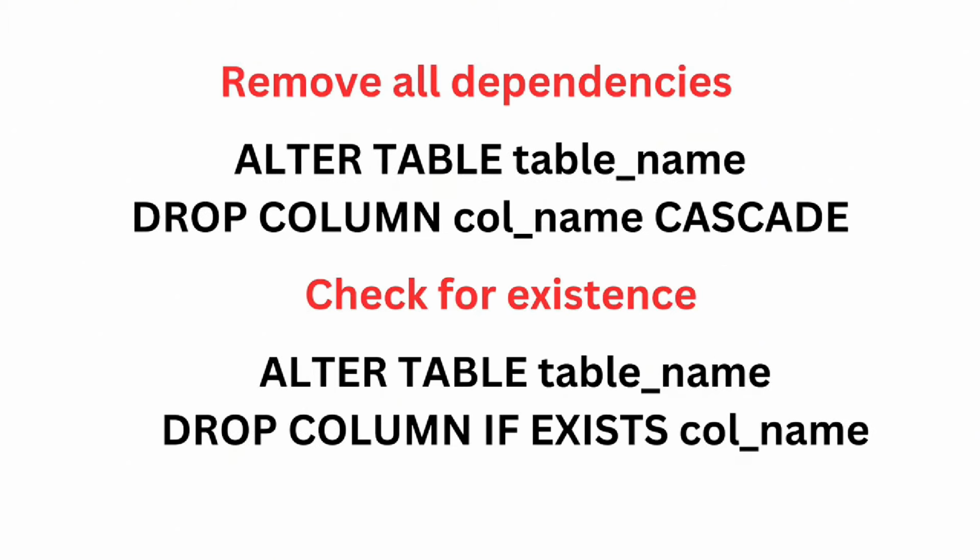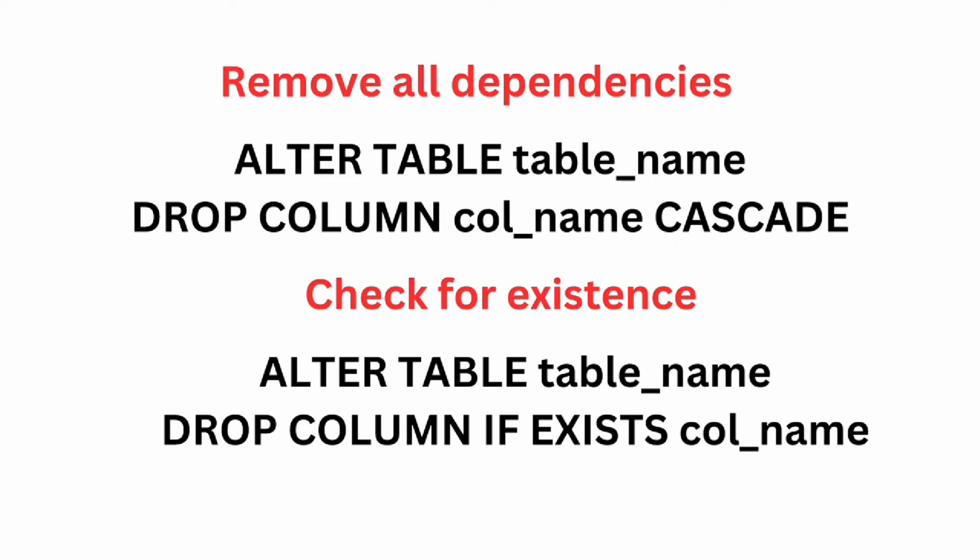The general syntax for a drop call, for dropping a column, would be alter table, table name, drop column, and then the column name. To remove all those dependencies I previously mentioned, you can say alter table, table name, drop column, provide the column name, and add in the keyword cascade, essentially cascading that removal to all those dependencies.